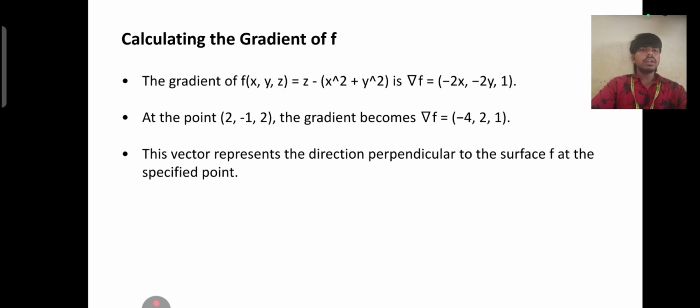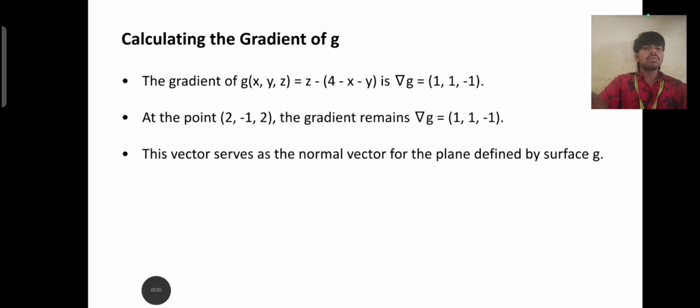Calculating the gradient of f. The gradient of f(x, y, z) = z - (x² + y²) is ∇f = (-2x, -2y, 1). At the point (2, -1, 2), the gradient becomes ∇f = (-4, 2, 1).